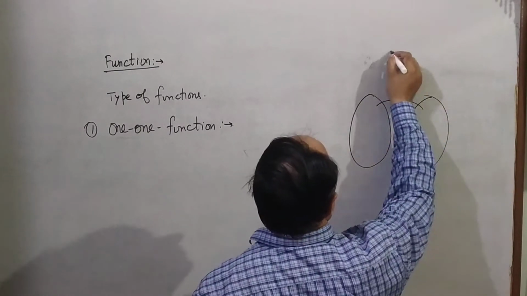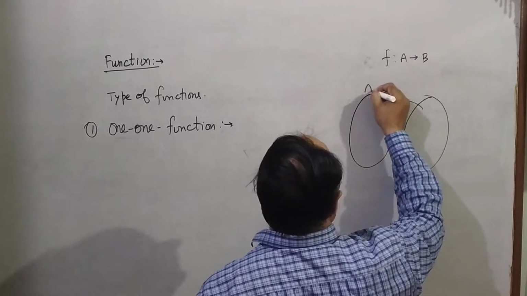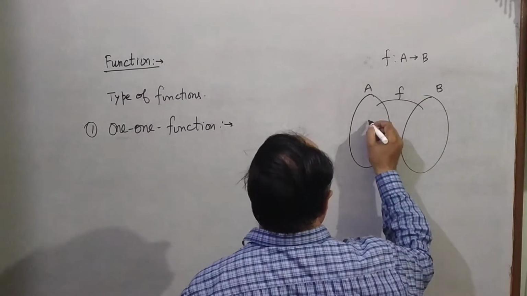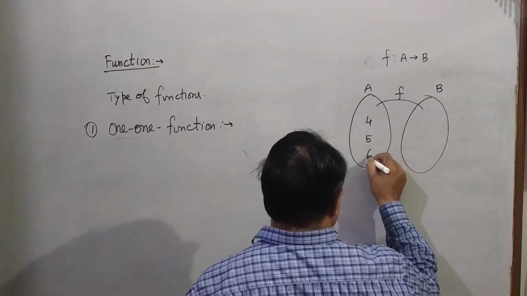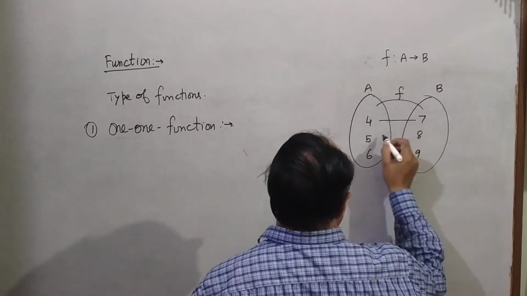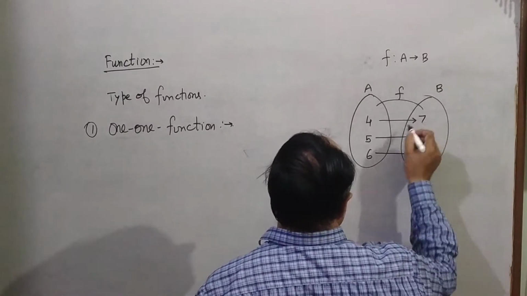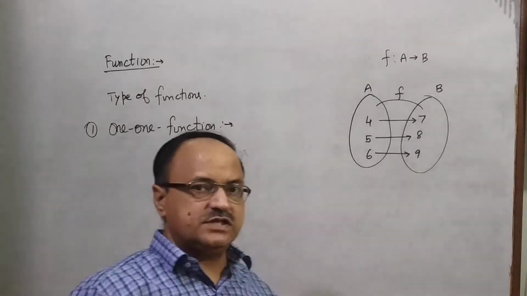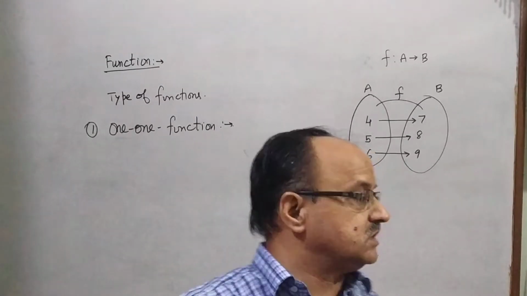Suppose the function f is from set A to set B, with elements 4, 5, 6, 7, 8, 9. This is an example of a one-one function. Each element of the domain has a unique image, only one image.